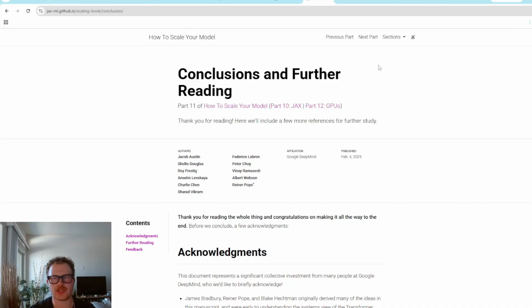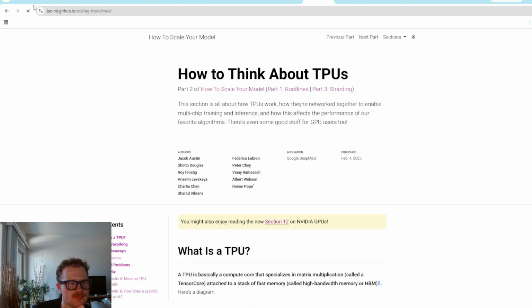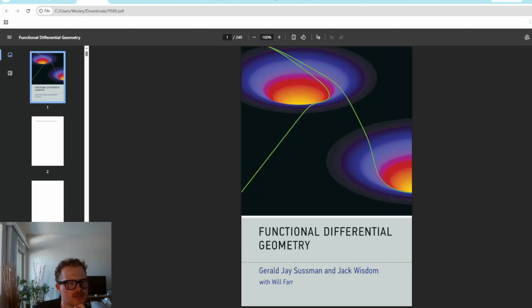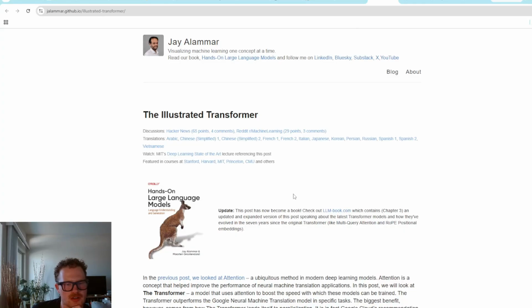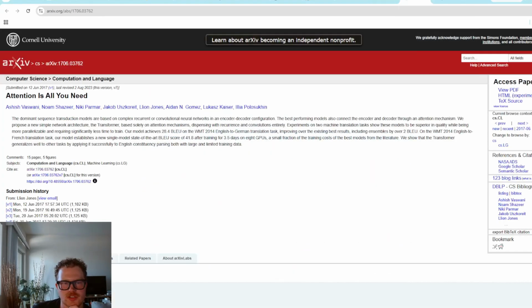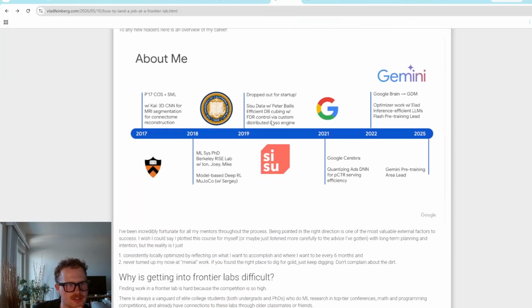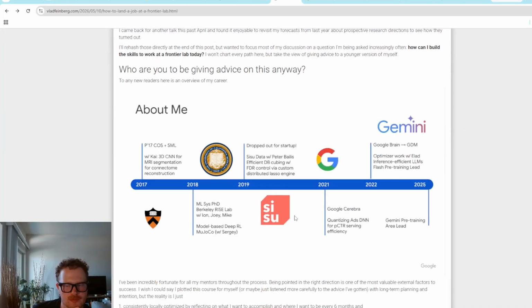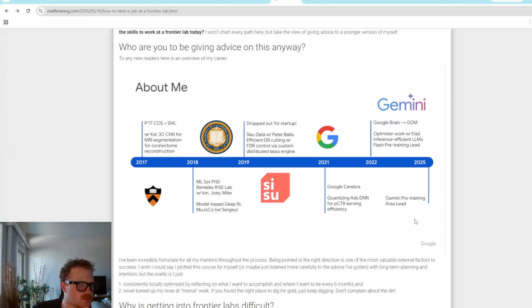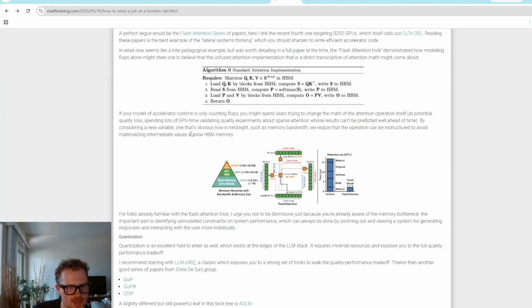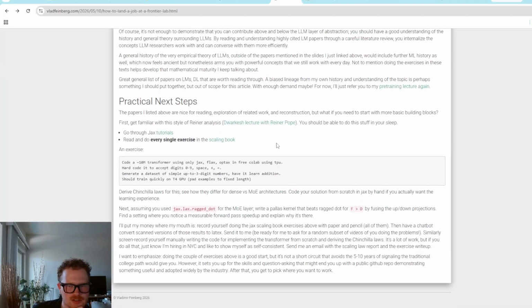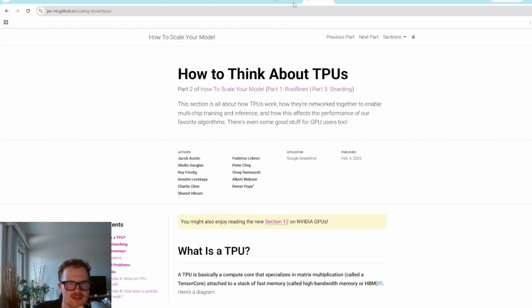Alright, no introduction needed. We are back to how to scale your model. As a reminder, we're doing all this because Vlad Feinberg, head of pre-training for Google Gemini, submitted a blog post, how to land a job at a frontier lab, posted this May 10th. Long story short, go through all the JAX tutorials, do every exercise in this book, how to scale your model.